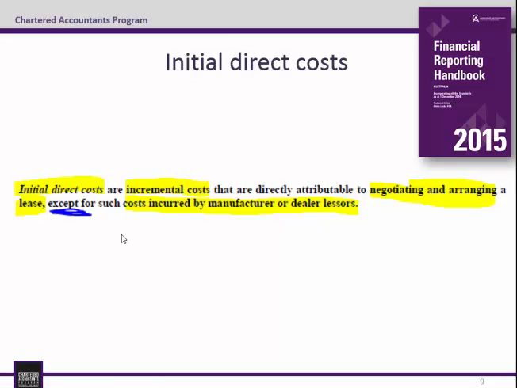And the last bit that we'll look at in the definitions is initial direct costs. They're incremental or additional costs that are directly attributable to negotiating and arranging the lease. So what extra costs did you have to incur to get into the lease? However, this definition excludes any costs incurred by lessors that are manufacturers or dealers, because those types of costs just end up being part of their cost of sales.